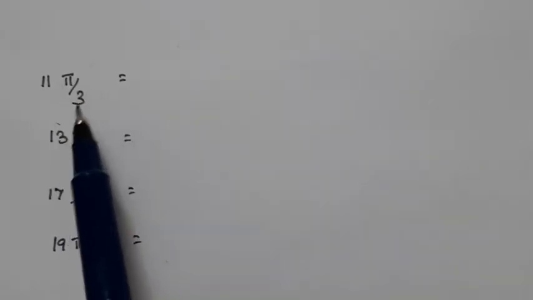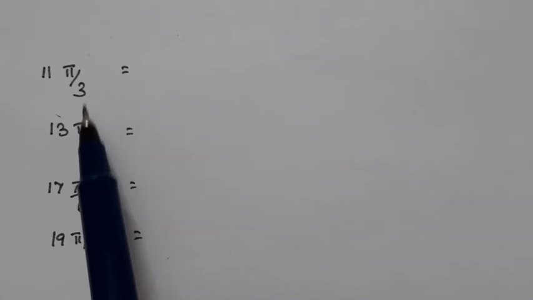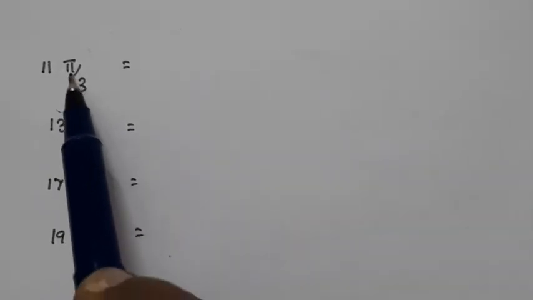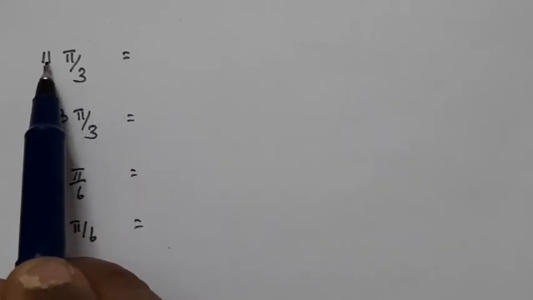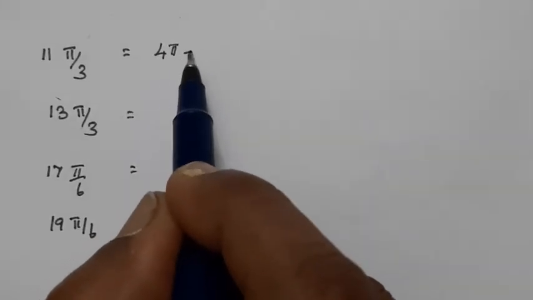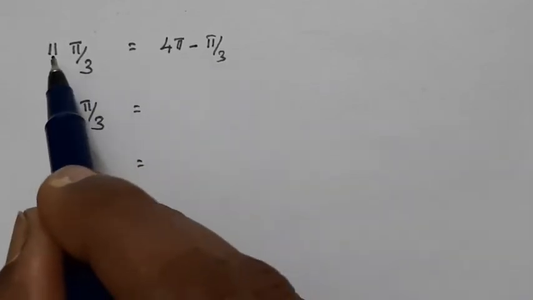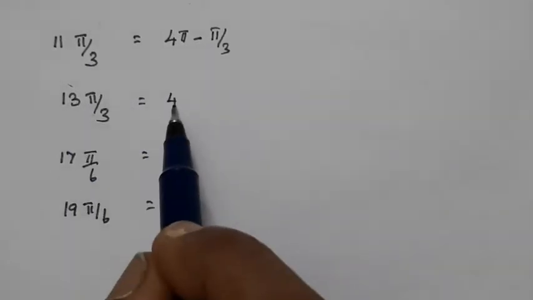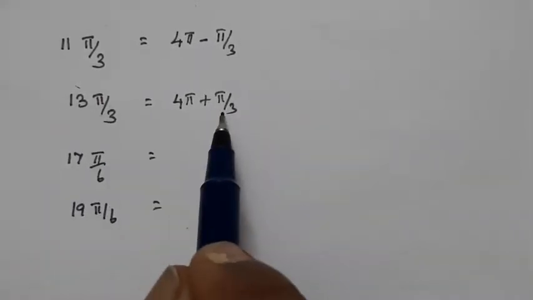See, some may get confused while splitting the angles into smaller ones, so let me explain this with a few examples. How will you split 11 pi by 3 in terms of pi by 3? 3 fours are 12, 12 minus 1 is 11. So it can be split up as 4 pi minus pi by 3. Similarly, 3 fours are 12, 12 plus 1 is 13, so 4 pi plus pi by 3.